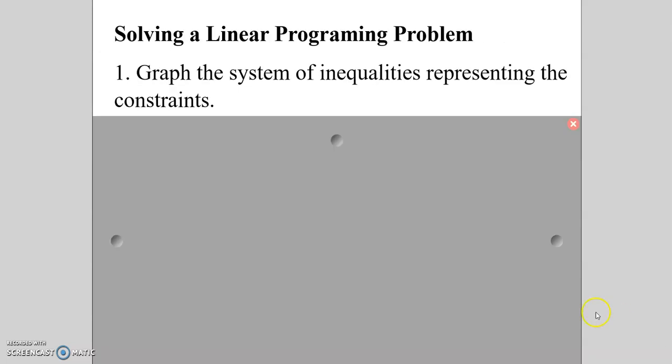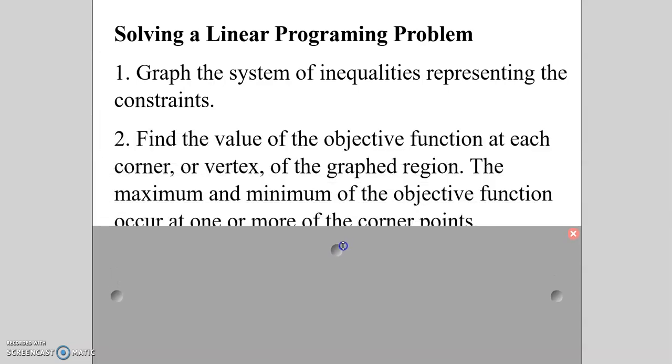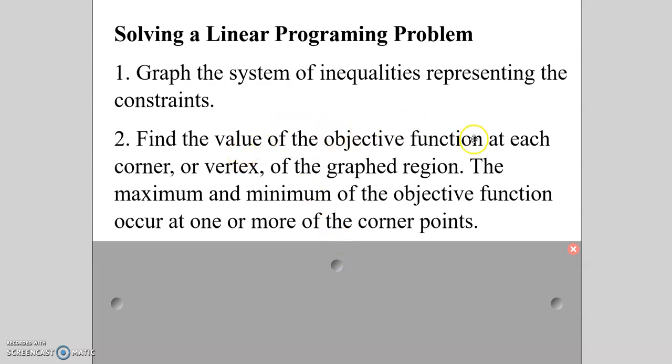And the idea behind linear programming is the following. You're going to want to graph the system of inequalities representing your constraints. So you actually draw a graph of your system like we practiced yesterday and the day before. And then what you're going to do is find the value of the objective function, and this is the important part right here, at each corner, also called a vertex, of the graphed region. The maximum and minimum of the objective function occur at one or more of those corner points. And this is the key thing that was proven during World War II.